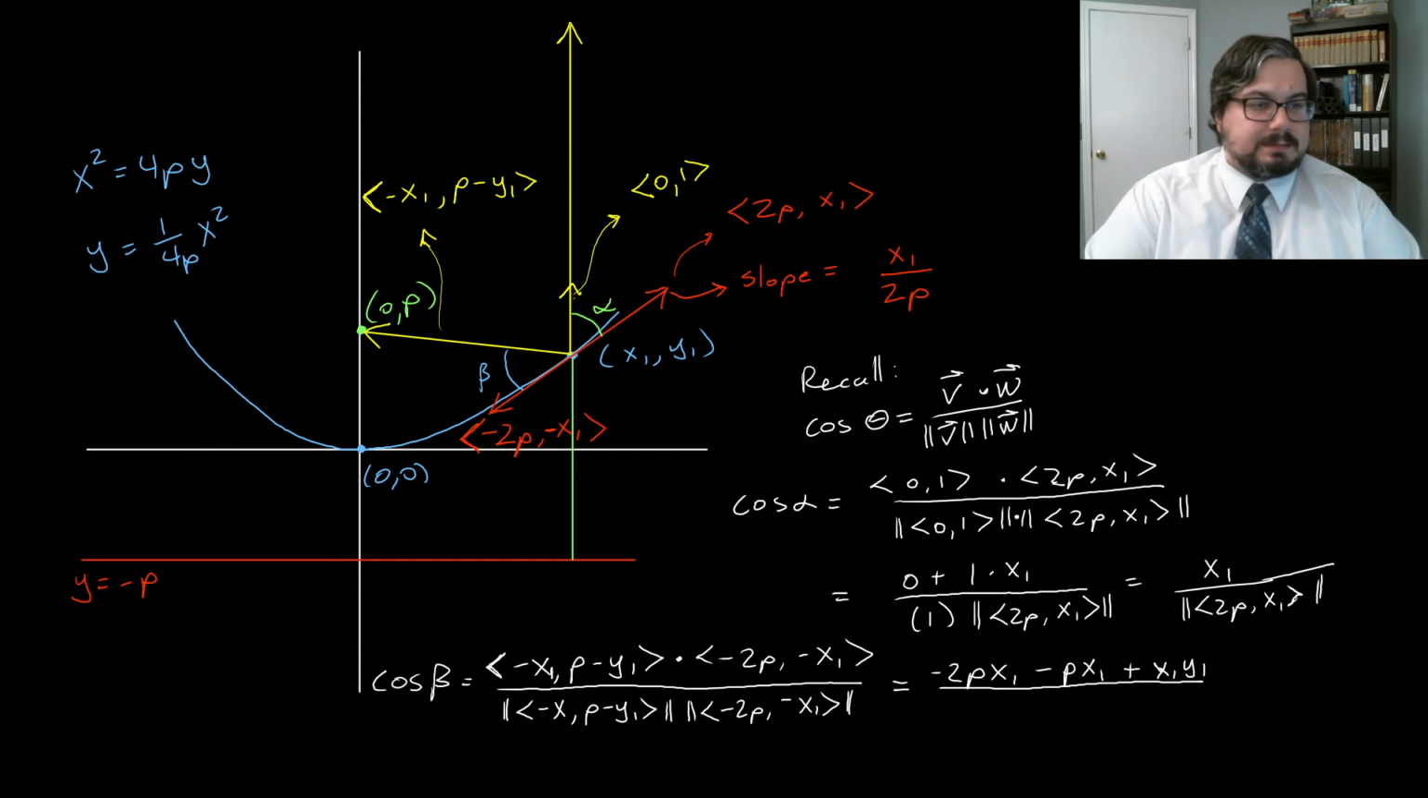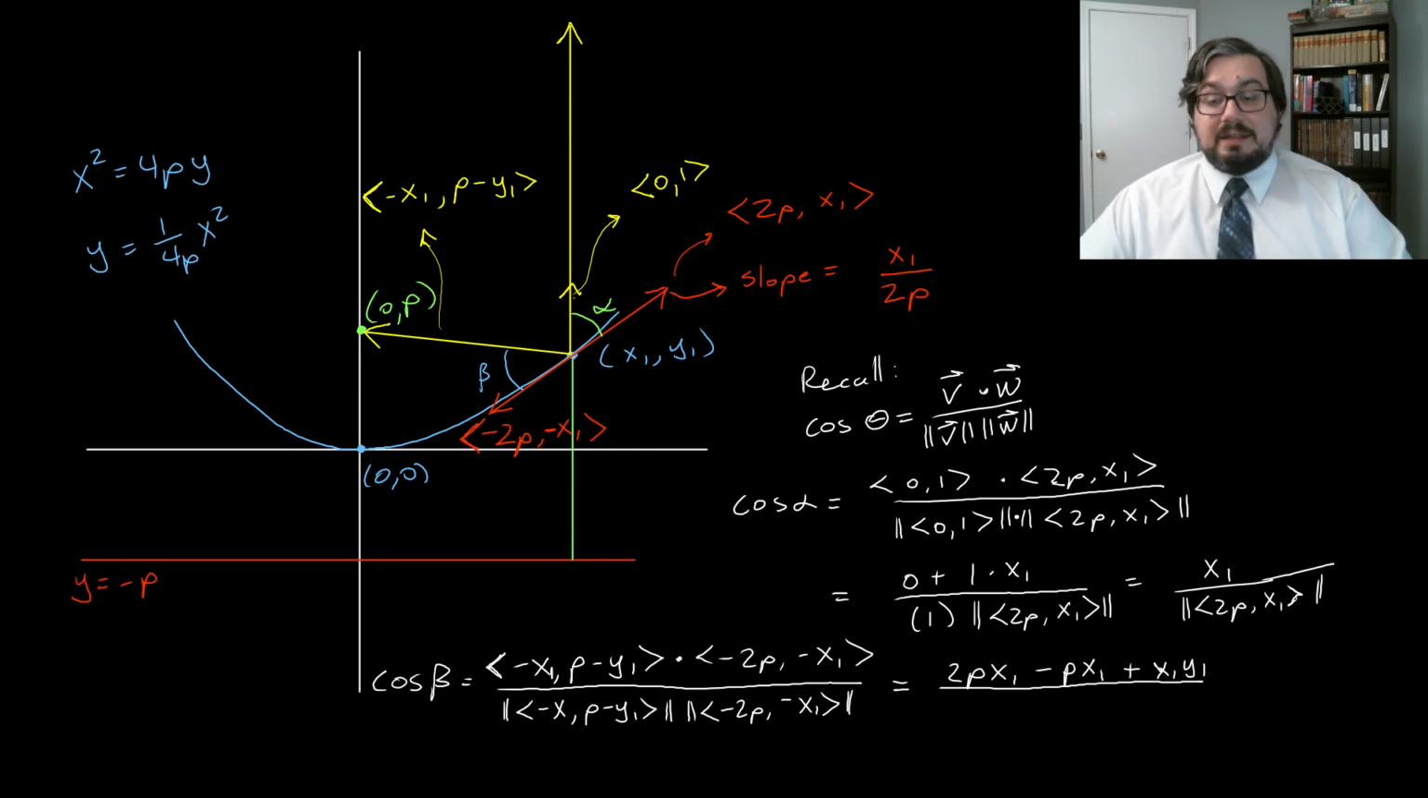Oh, the first one should have been positive because you got a negative times a negative, of course. All right, so then again, there's a couple things that we need to do with the denominator.